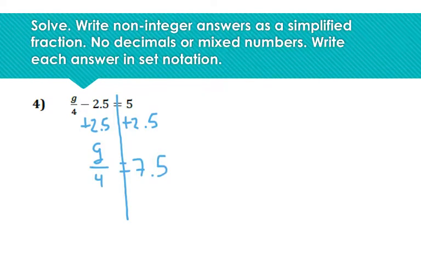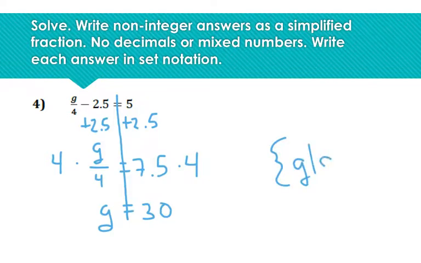Next, we have g divided by 4. Doing the opposite of that, we're going to multiply by 4. And we have to do that to both sides of our equation. So we get g equals 30. In set notation, we write the set g such that g equals 30.